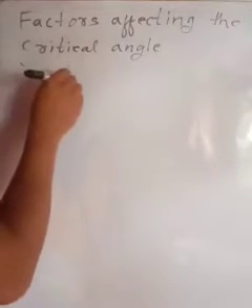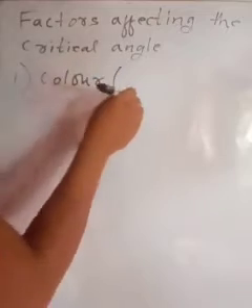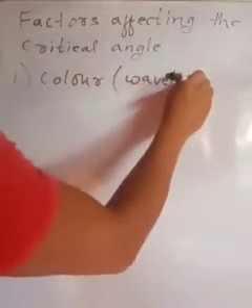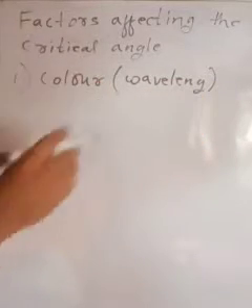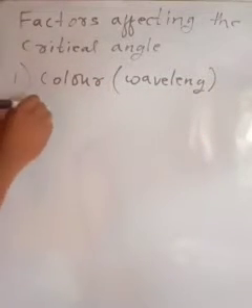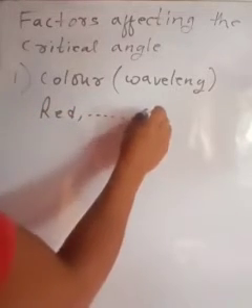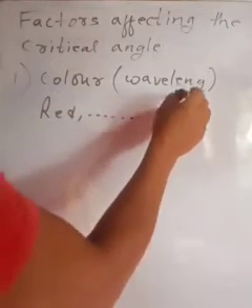Affecting the critical angle. Generally, we have two factors which affect the critical angle in a refraction of light. Number one is color, or its wavelength. There are different colors of light. It may be red, green, blue, etc., up to violet.